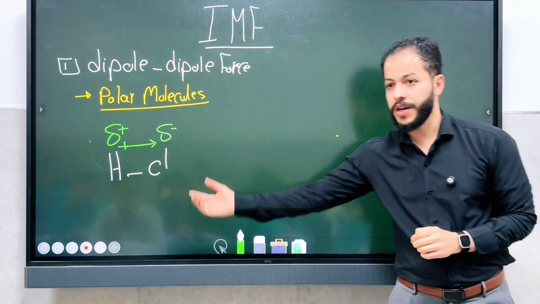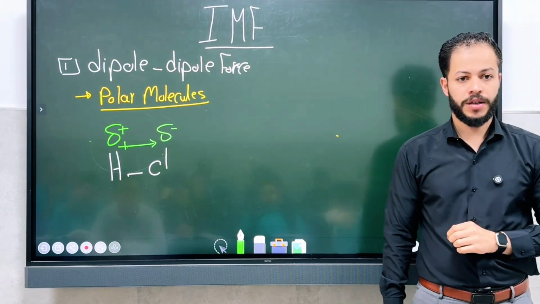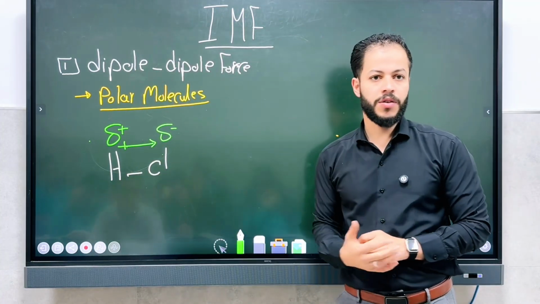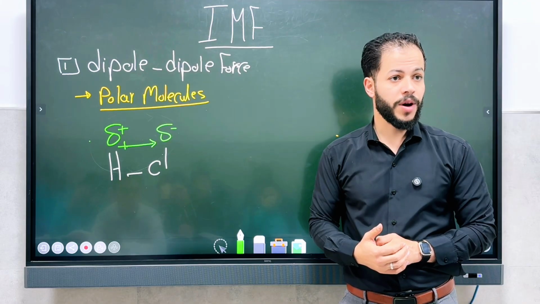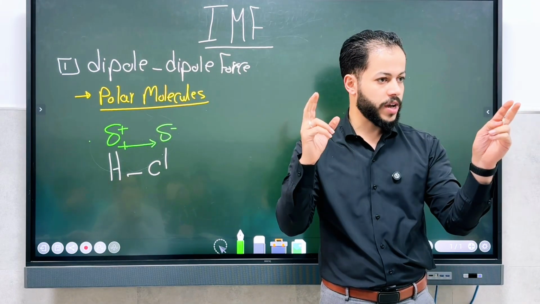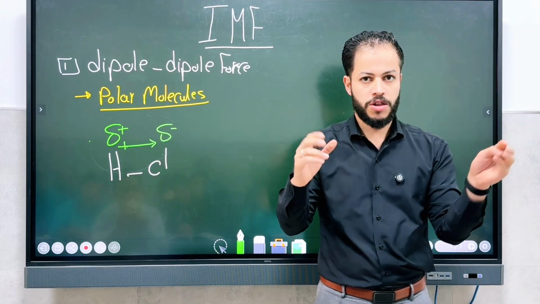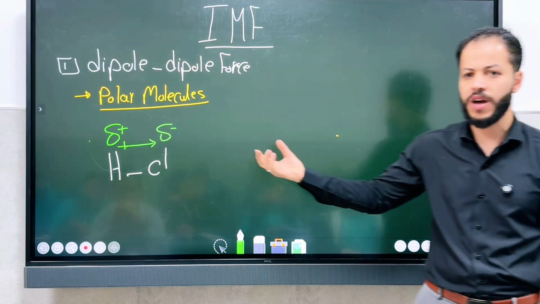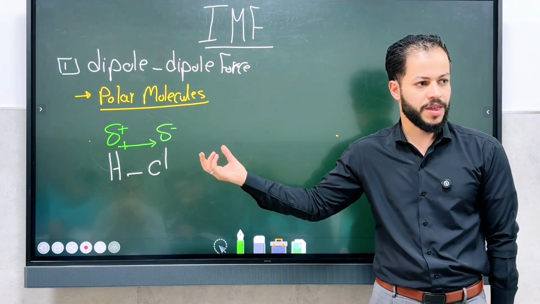Partial positive above the hydrogen, partial negative upon the chlorine. And this compound is a polar covalent compound, right? We name this molecule a dipole, right? Why dipole? Because it has two poles, guys, positive and negative. But it's not completely positive or completely negative, it's partial. It's not like the electrostatic interactions of the ions in an ionic compound.